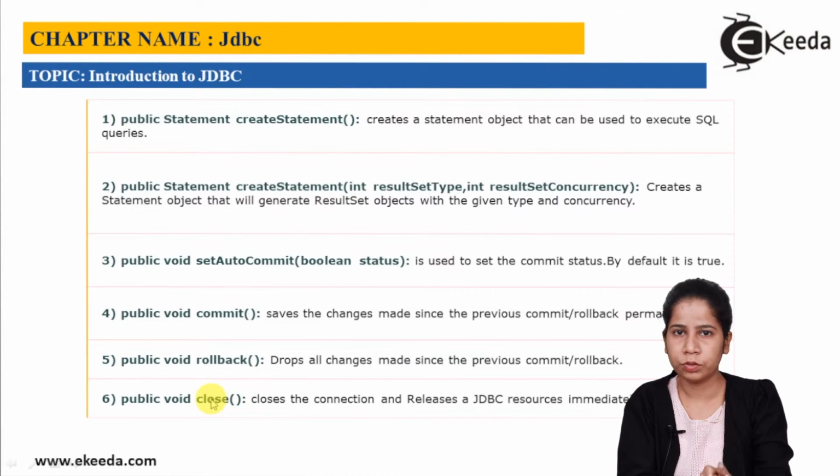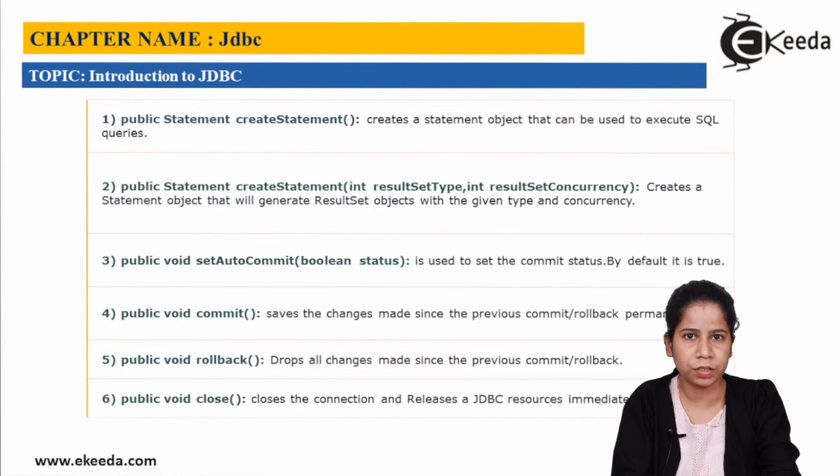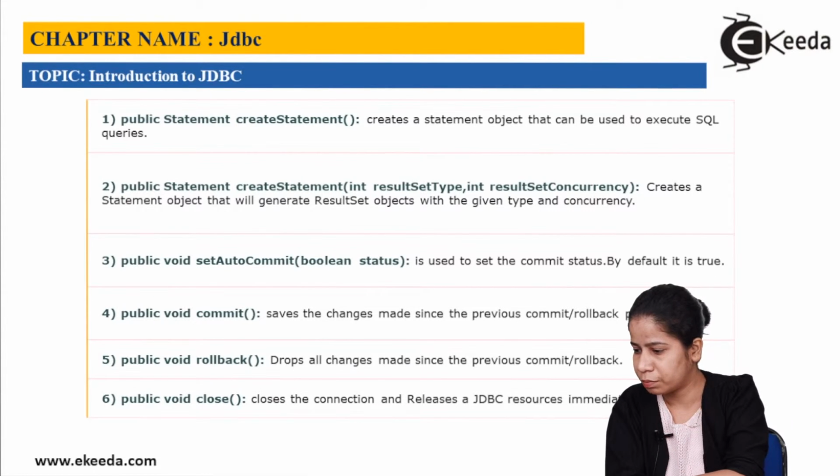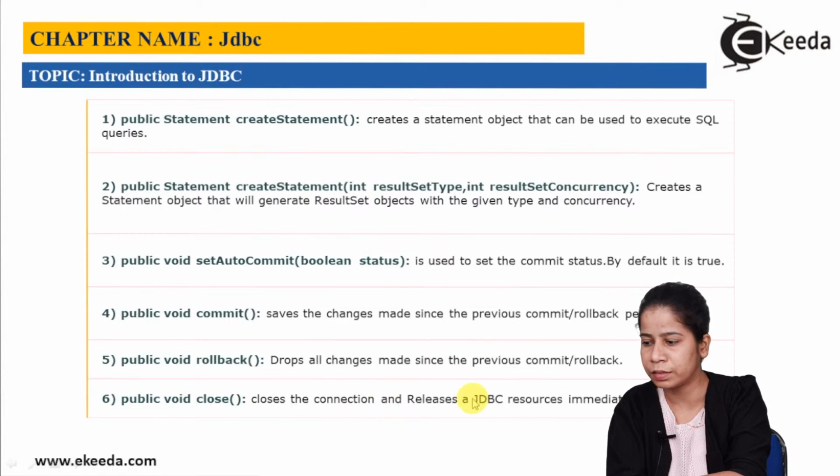Then we have the close method. As I told you, you need to close the connection and the statement before leaving the application, and that is done by the close method. It closes the connection and releases the JDBC resources immediately.